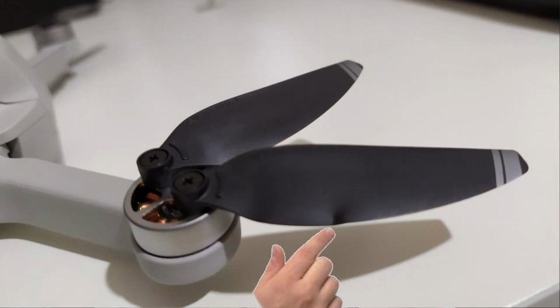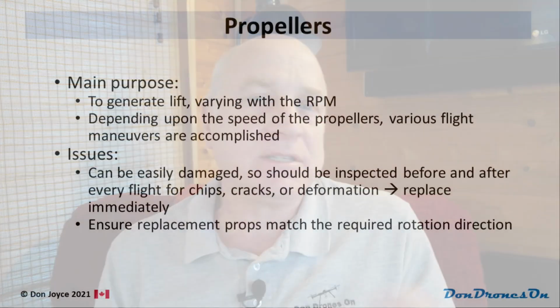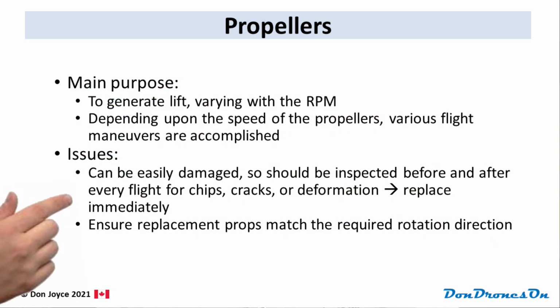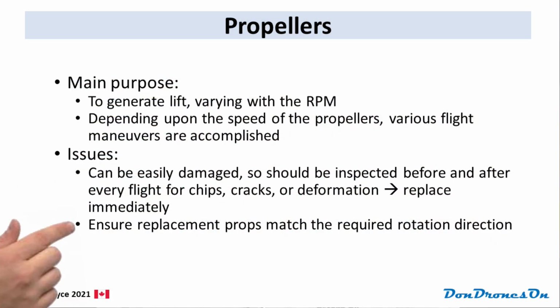Before and after every flight, carefully examine your propellers for chips, cracks, or deformation. These little guys are probably the cheapest replaceable part on your drone and what ultimately keeps it in the air. Replace damaged or worn propellers immediately. Just be sure to match the required direction of rotation.